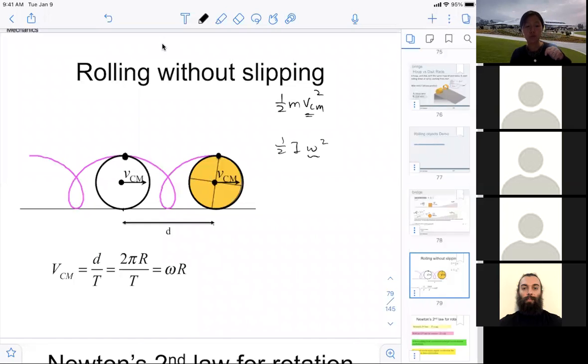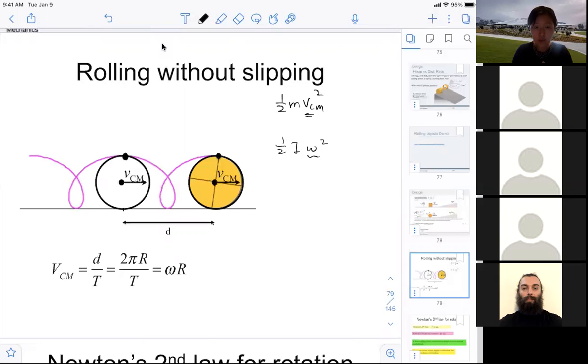Think of this as your bicycle wheel. Your bicycle wheel rolls on the ground for one round. So how much distance it covered is the circumference of your wheel, right? And that is because it's rolling without slipping. If it slips, then the circumference is not going to equal the distance it traveled. But if it's not slipping, these two must be the same.